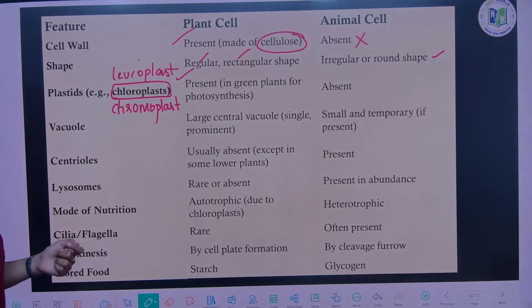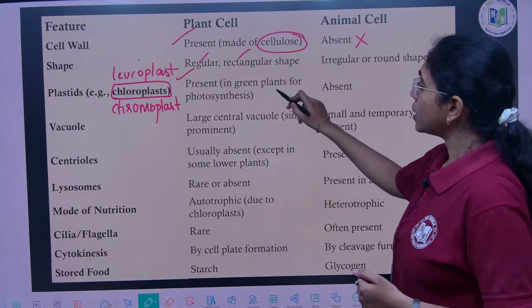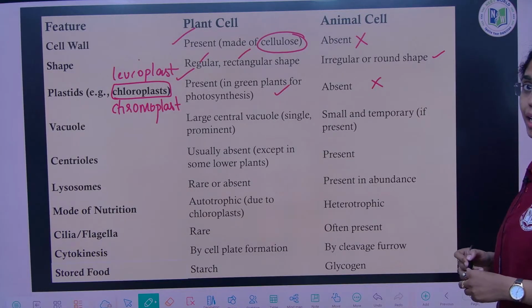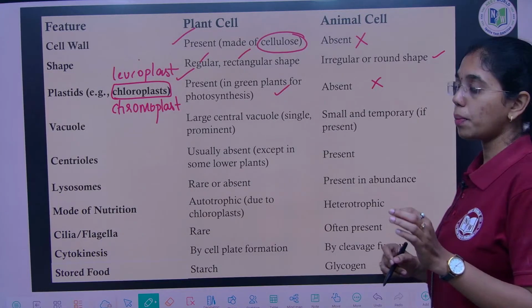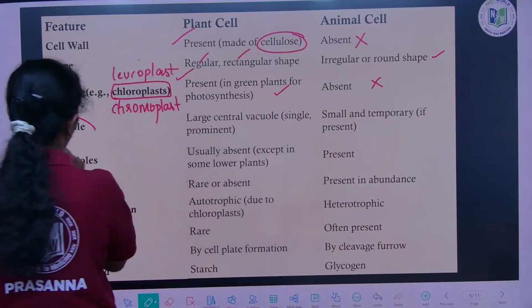Leucoplasts will act as storage bodies. Chromoplasts give the color to the pigments. These are present in all the plant bodies, and plastids are absent in an animal cell. And as I told you, the major difference comes with a single membrane bound organelle, that is vacuole.